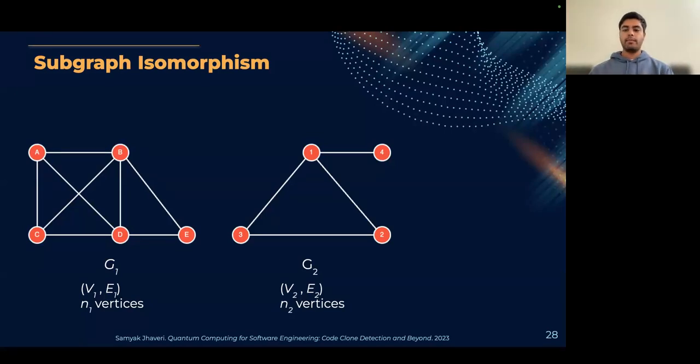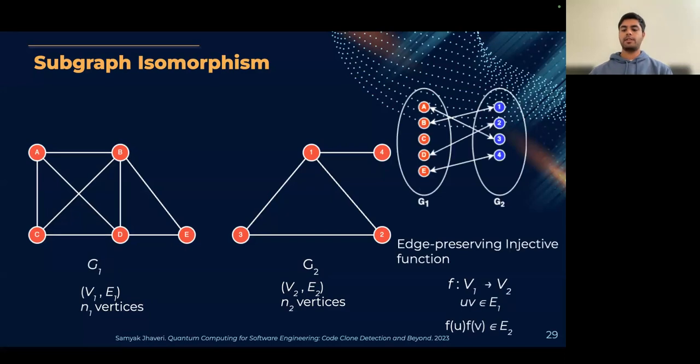So that's why we used subgraph isomorphism, where you try to map a smaller graph onto the bigger graph, and the mapping is essentially a function that is edge preserving and injective, which means that all the nodes of the smaller graph must be mapped to any node of the bigger graph, but all the nodes of the bigger graph may or may not be mapped to a node in the smaller graph.